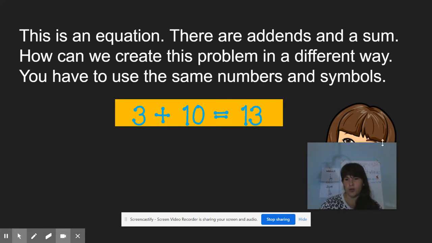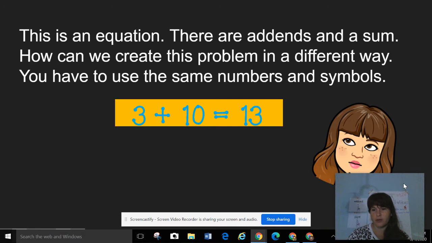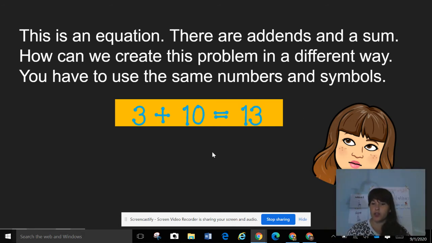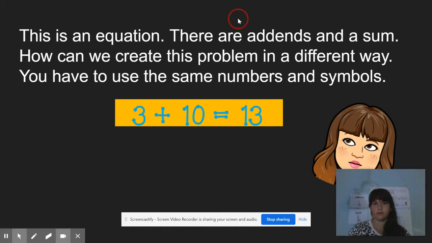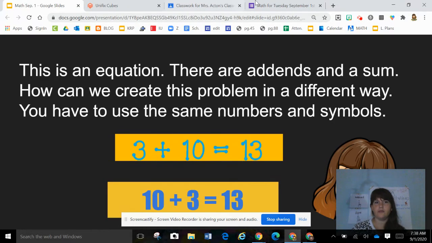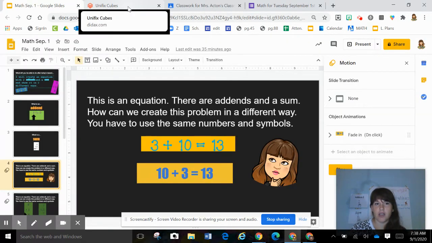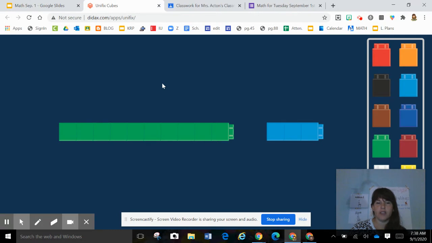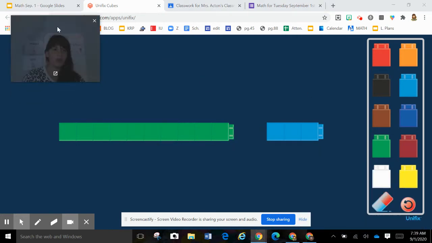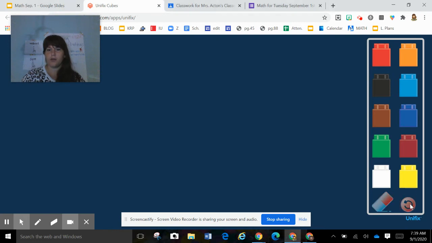So I'm going to show you what I mean by that. I'm going to get out of this PowerPoint and go to this tool that I'm going to be putting in the chat box with my friends, but with you guys, it's going to be linked in your presentation so that you can use it. So this is Unifix cubes. I'm going to move myself up here so I can do a little more work. I'm going to undo mine.